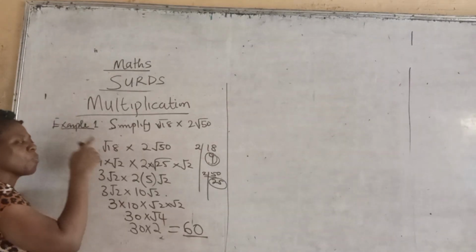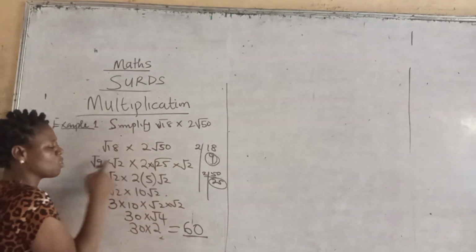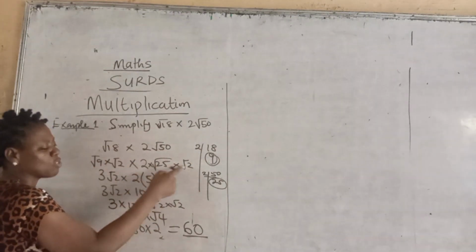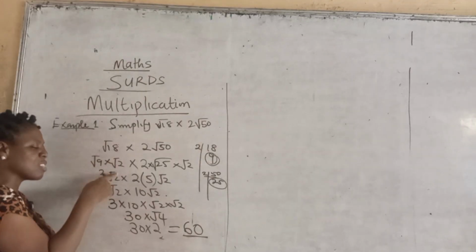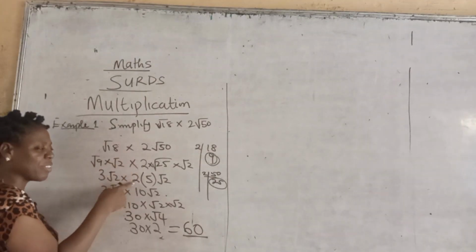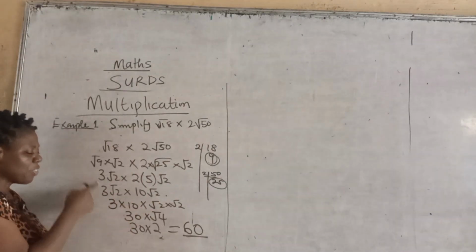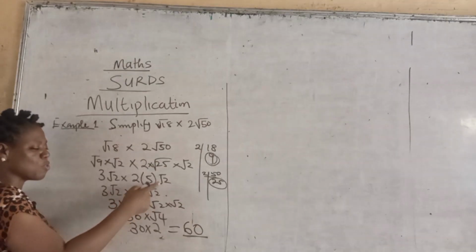I said that we know how to simplify. We got our simplification of 18, which gives us 9 times 2. We got the simplification of 50, which gives us 25 times 2. The square root of 9 is 3, root 2. The 2 is there already. The square root of 25 is 5, root 2 is there. 3 root 2 times 2 times 5 gives us 10 root 2.